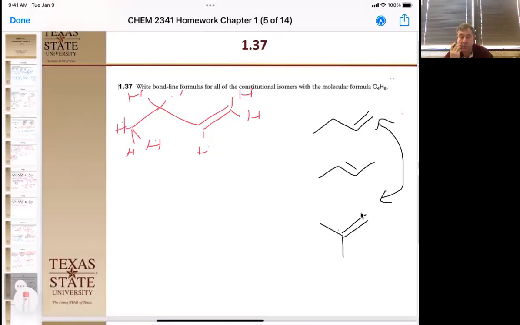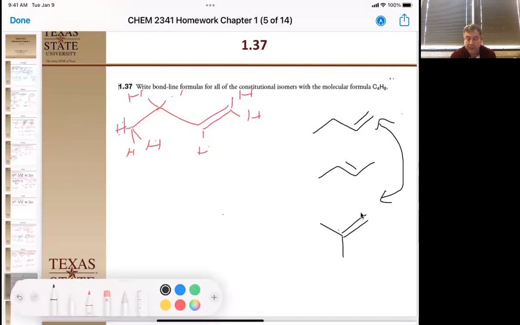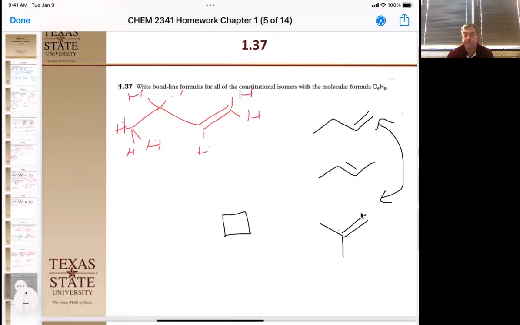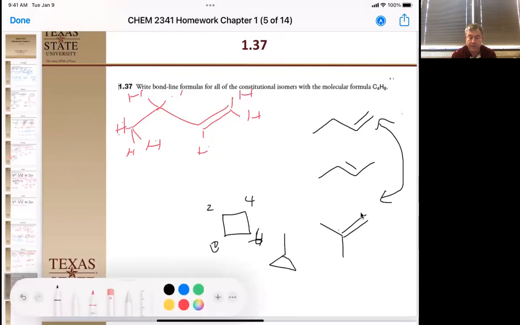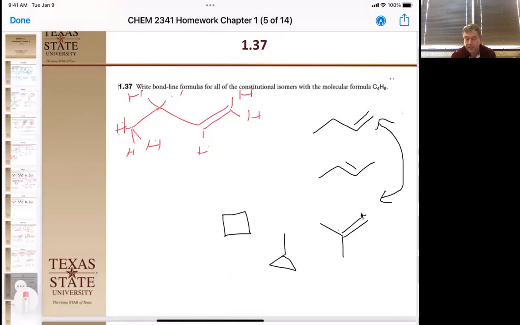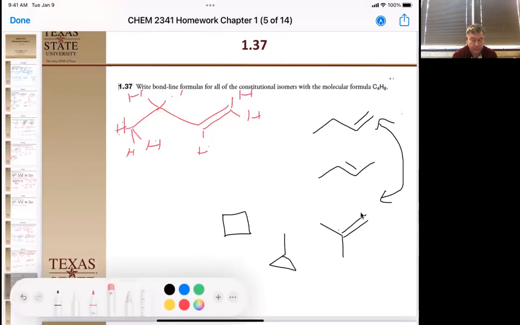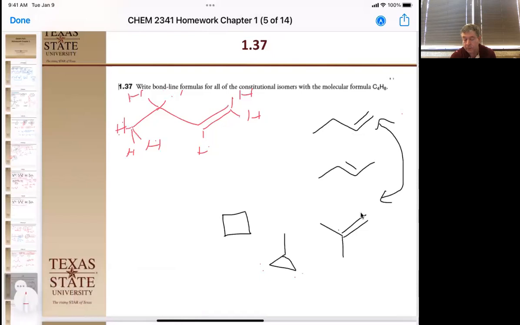Let's see, there's got to be one more isomer here somewhere. Oh, I know what we can do. We can draw another isomer. All right, so this has 2, 4, 6, 8 hydrogens on it. So it's 4 carbons and 8 hydrogens. And this has 1, 2, 3, 4, 5, 6, 7, 8 hydrogens and 4 carbons.